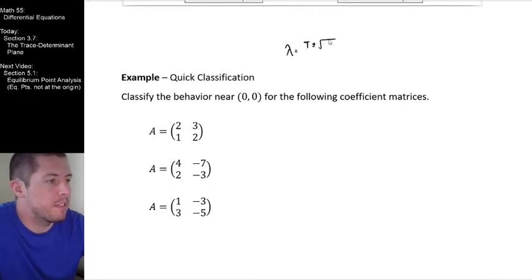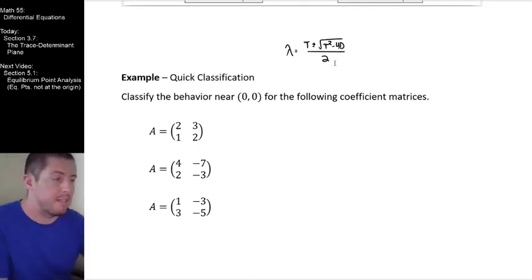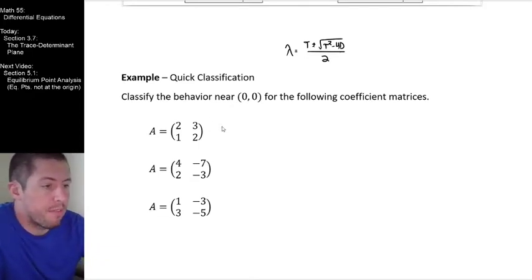Trace plus or minus the square root of trace squared minus 4 times the determinant, all divided by 2. That's how we're determining our eigenvalues. Our eigenvalues are determining our classification. So let's go ahead and do our math real quick right here.